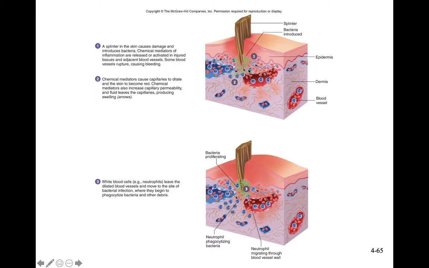Once we have the injury taking place, we also will have release of other chemical mediators like chemotactic factors. Now, chemotactic just means it is going to attract specific types of cells. So these are white blood cells, and we'll attract white blood cells to the area to help fight off infections.